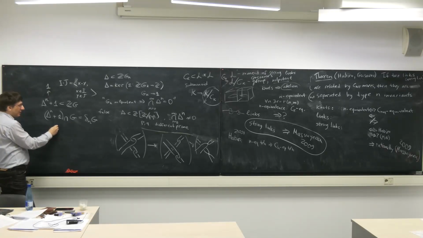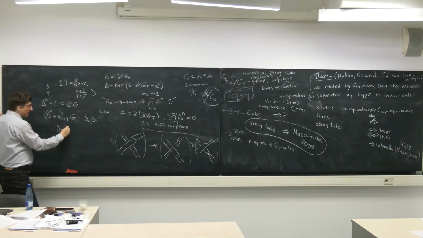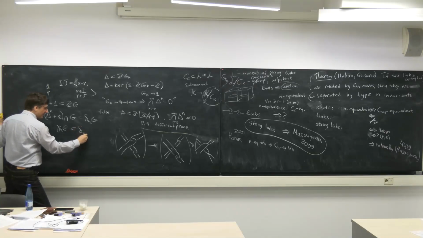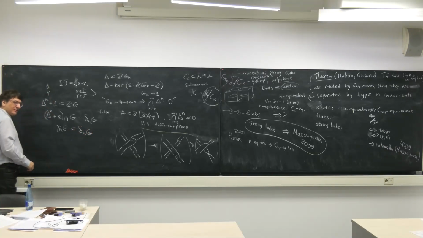And the lower central term, gamma n of G, always lies in delta n. This is the connection with nilpotence.